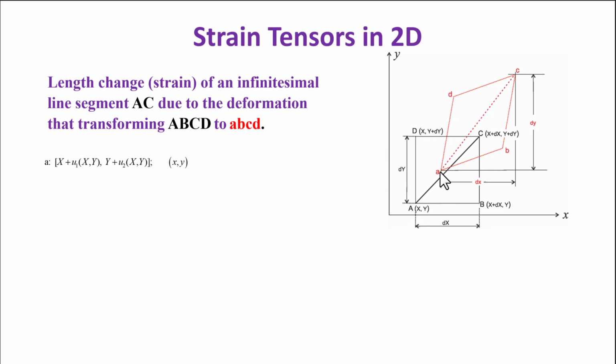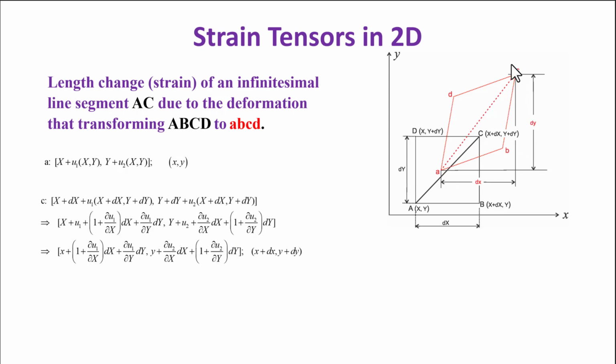This capital A is moved to small a here. The coordinates are this, because X is increased by displacement in the X direction, Y is increased by displacement in the Y direction. We can do the same thing for coordinate C. Again, we use a little bit of mathematics, calculus. We get these coordinates expressed in terms of initial coordinates, the undeformed coordinates.